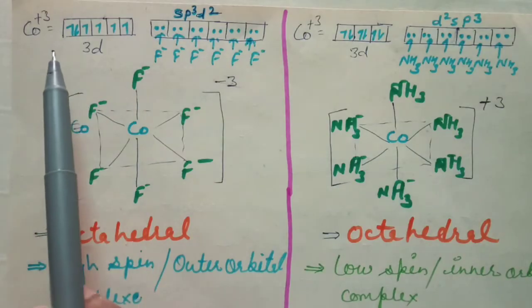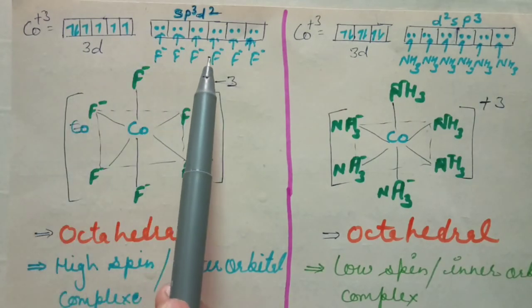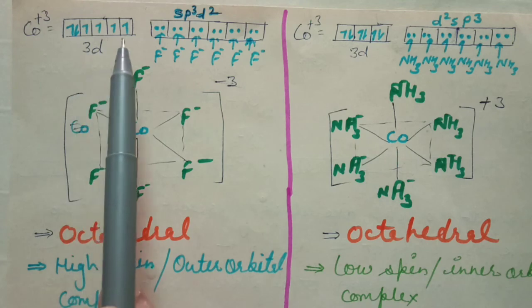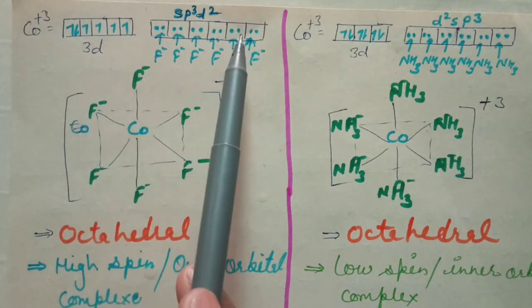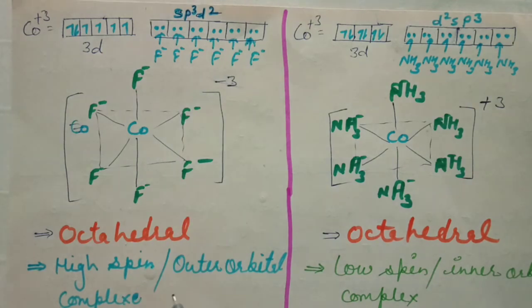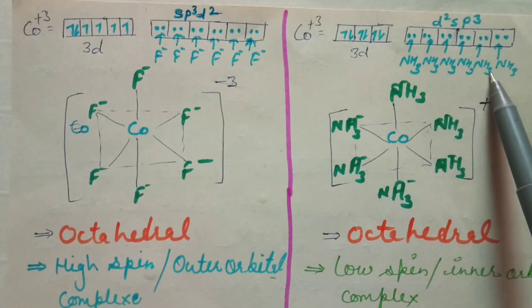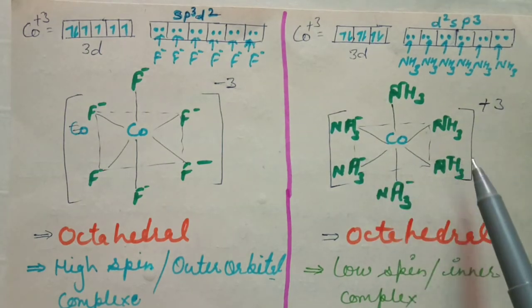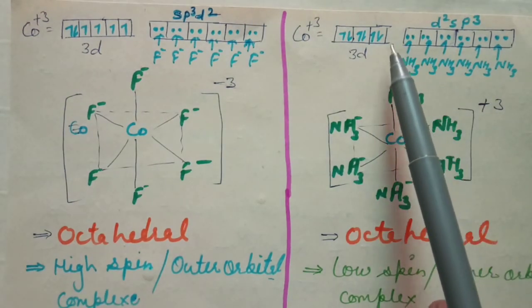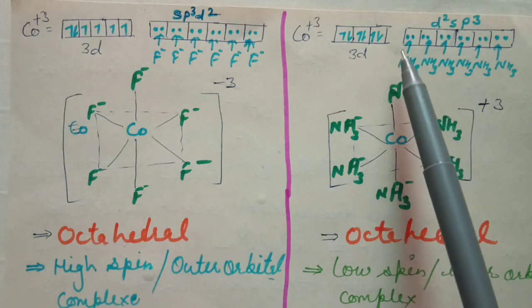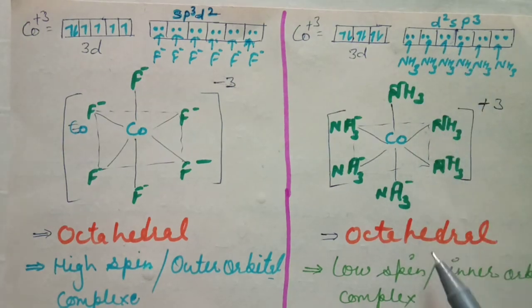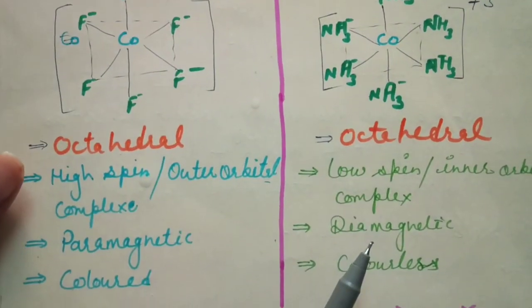So let's see Co3+ in the influence of the F- ligand: octahedral, 4 unpaired electrons are present, so it is colored and paramagnetic in nature. Outer d orbitals take part in the hybridization, so it is a high spin or outer orbital complex. While in [Co(NH3)6]3+, in the influence of NH3 all the electrons are paired, octahedral geometry is obtained, but there is no unpaired electron, so it will be diamagnetic and colorless. And inner d orbitals take part in the hybridization, so it is a low spin or inner orbital complex.